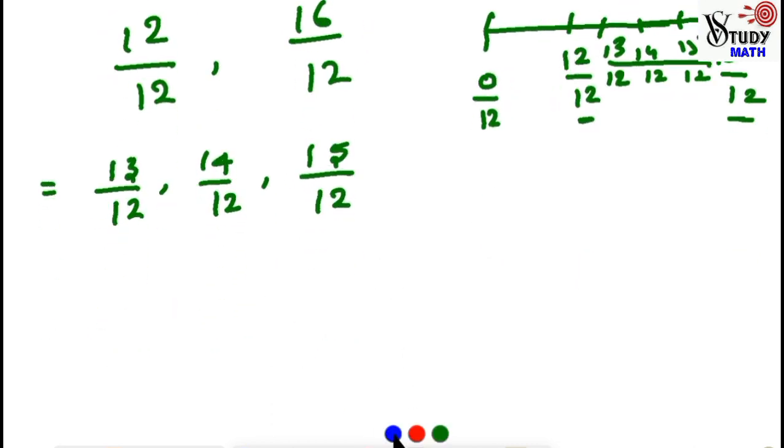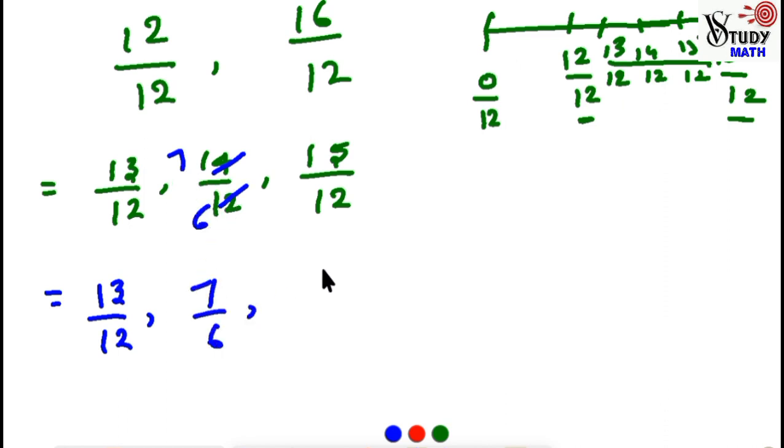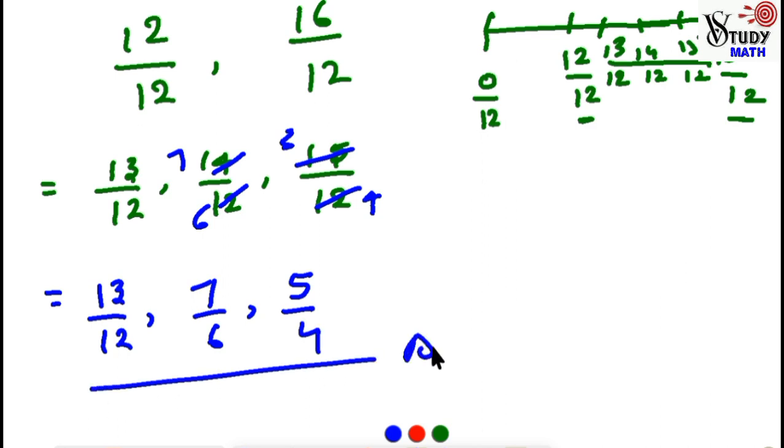So for that, 13 by 12 has only one common factor here, so it remains the same. 2 sevens and 2 sixes. So we have 7 by 6 as the second rational number. 3 fives, 3 fives and 3 fours. So we have 5 by 4. So these are the three numbers that lie between them.